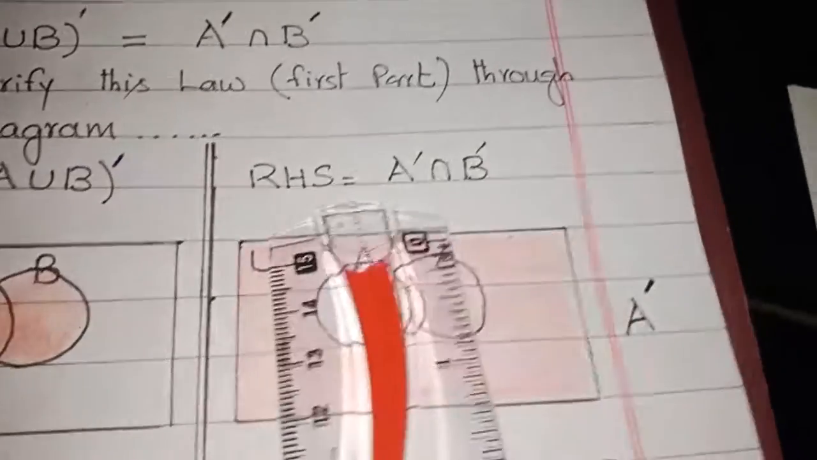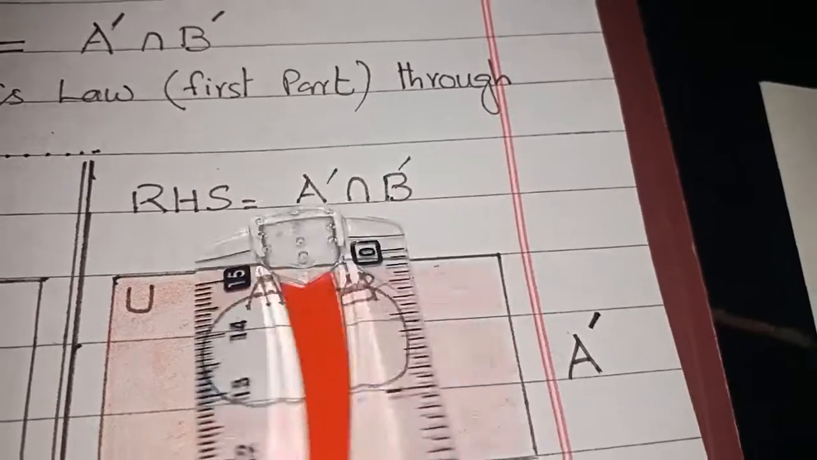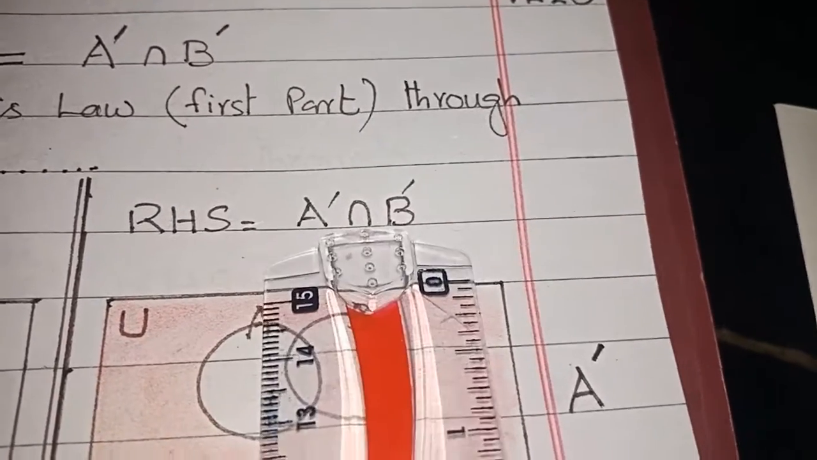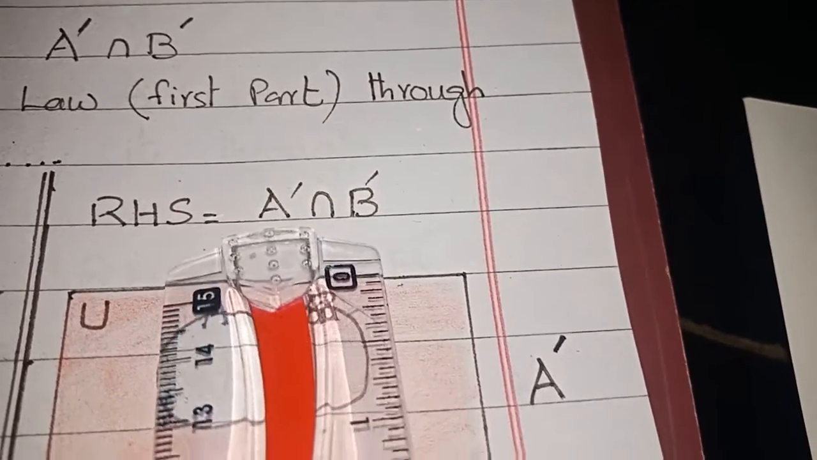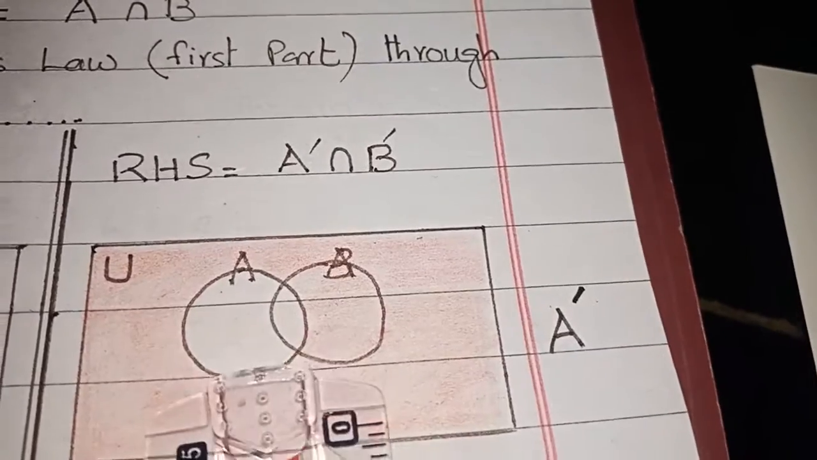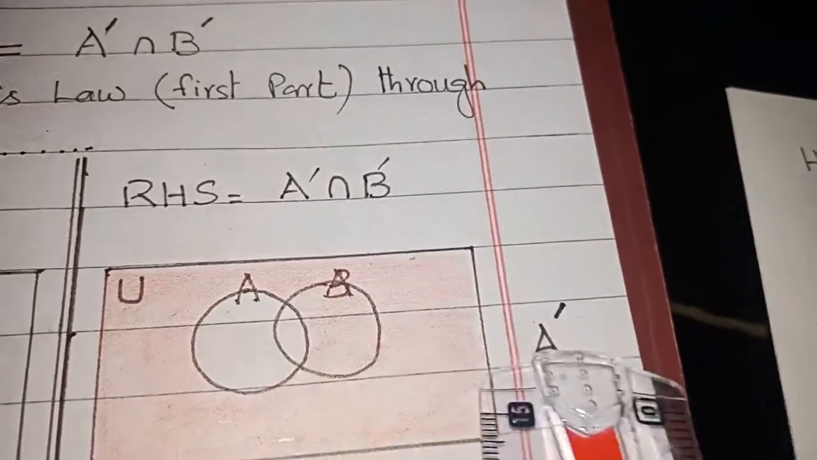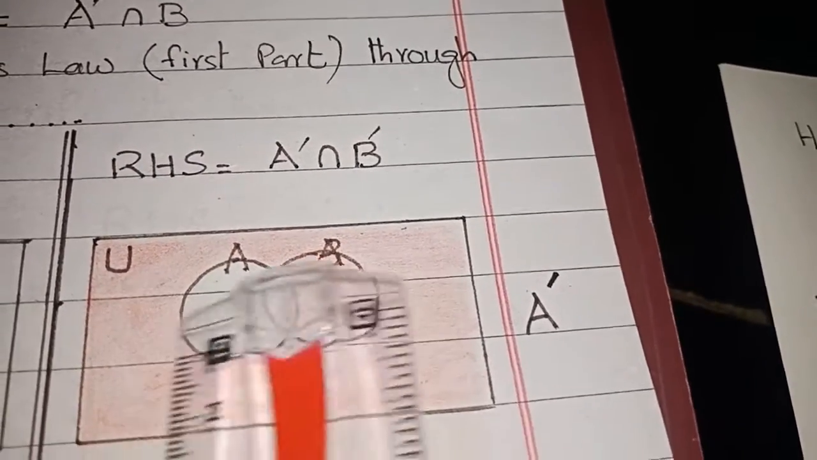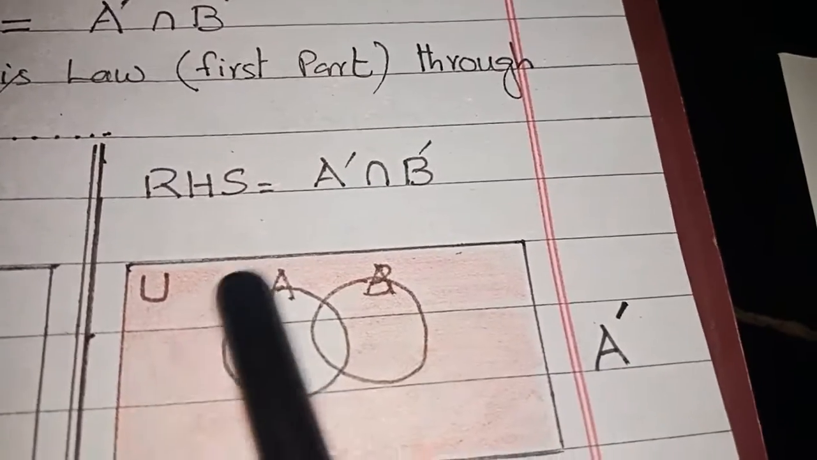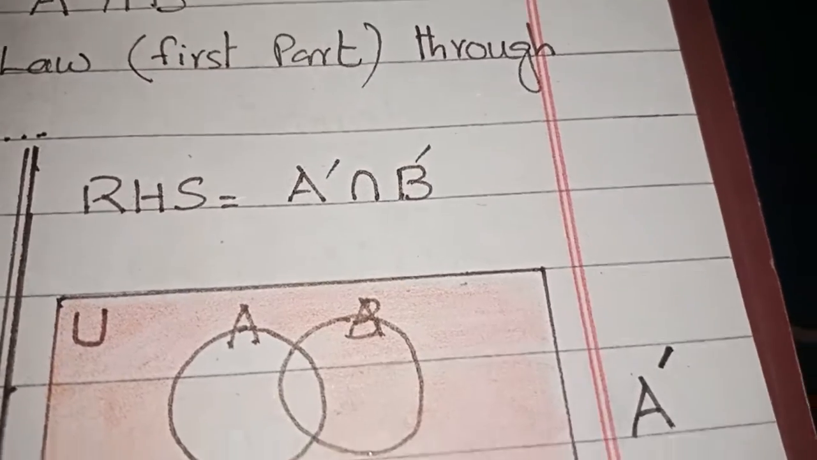Now I'll focus on the right hand side of the law that says A complement intersection B complement, and to represent this operation through Venn diagram, I'll do it in three steps. First, I'll show A complement in the first diagram, and then in the second one I'll show B complement, and then I'll make their intersection. So to represent A complement, I need to leave this circle of A uncolored, and I'll color the rest of the whole area.